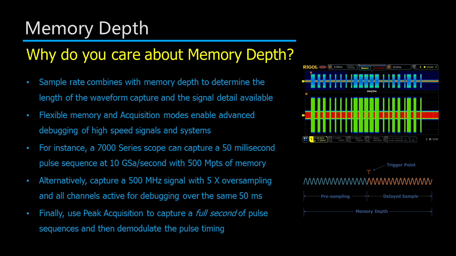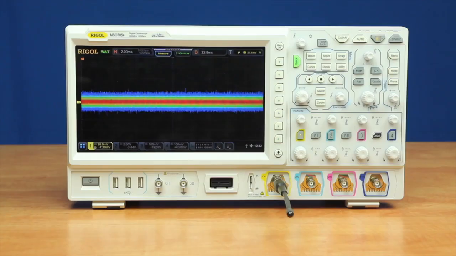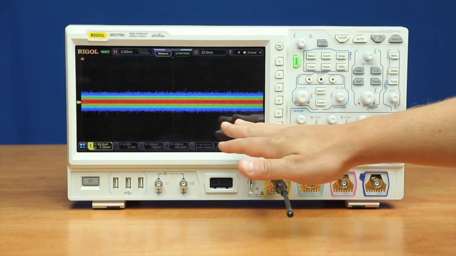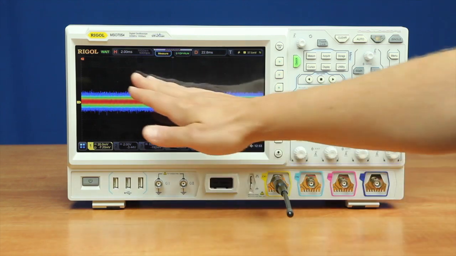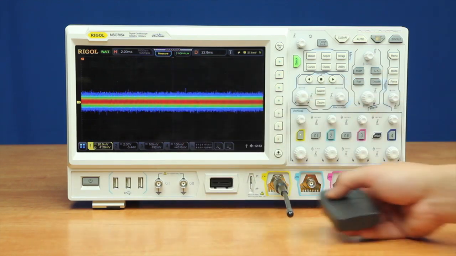First, let's use all 500 million points to capture a continuous 50 millisecond wave at 10 gigasamples per second. So here we have one channel active. We have 10 gigasamples per second, and we're using the full 500 million points of memory depth available on the 7000 series. Here we have 2 milliseconds per division. So let's see what we do.